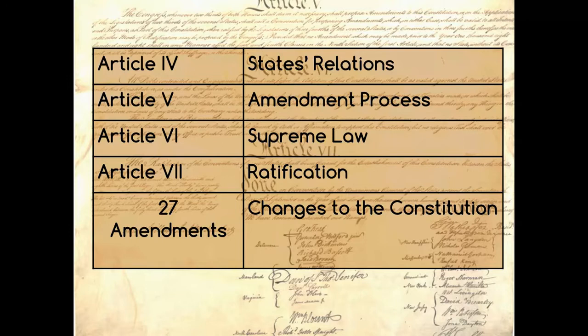Article 5 details how amendments or changes to the Constitution can be made. Nothing in the Constitution can be taken out of the document. Instead, changes have to be made by adding an amendment. So far, there have been 27 amendments to the Constitution, and the first 10 are called the Bill of Rights. Article 6 declares that the Constitution is the supreme or highest law of the land. And finally, Article 7 is the ratification or approval of the Constitution.